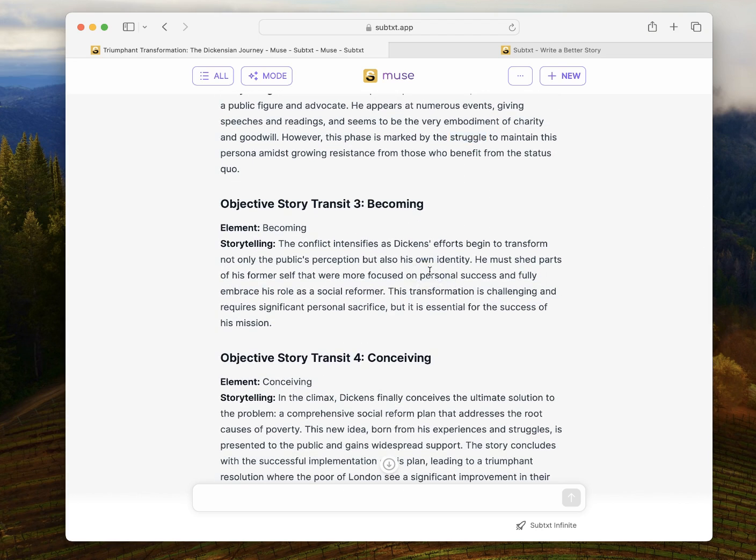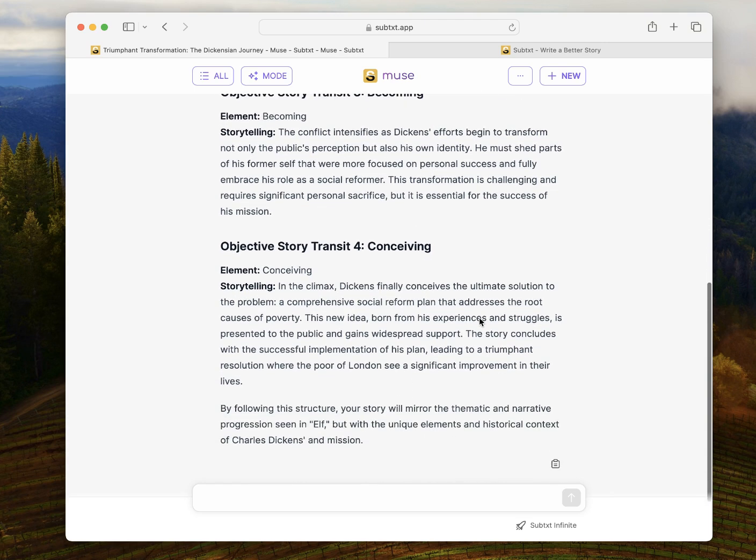All right. And then becoming. So this would be the second half of second act. The conflict intensifies as Dickens' efforts begin to transform not only the public's perception, but also his own identity. He must shed parts of his former self that were more focused on personal success and fully embrace his role as a social reformer. This is actually working really well. It's not on purpose, but it will tie in really well with that effect and cause arc that I'll do here in a second. This transformation is challenging and requires significant personal sacrifice, but it is essential for the success of his mission. Cool. And then the last one, conceive.